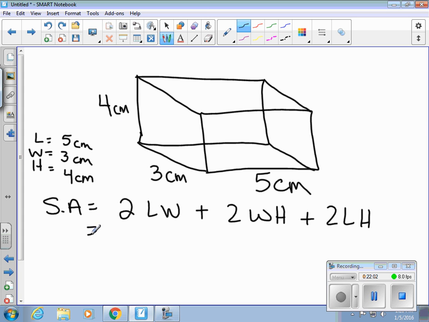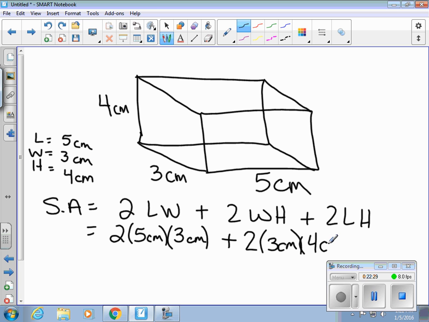Now after I copy my formula this time, I'm going to substitute in. What did you tell me L was? 5 centimeters. And what was W? 3 centimeters. Plus 2. And what's my width? My W. 3. And height was 4. Y'all see where I'm getting those after I labeled them?